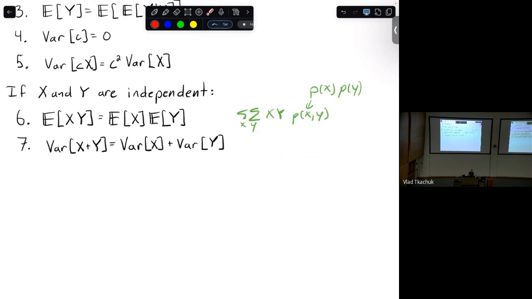And same thing for the variance of the sum of things: if things are independent, then you can break it up into two variances. Okay, that's everything.